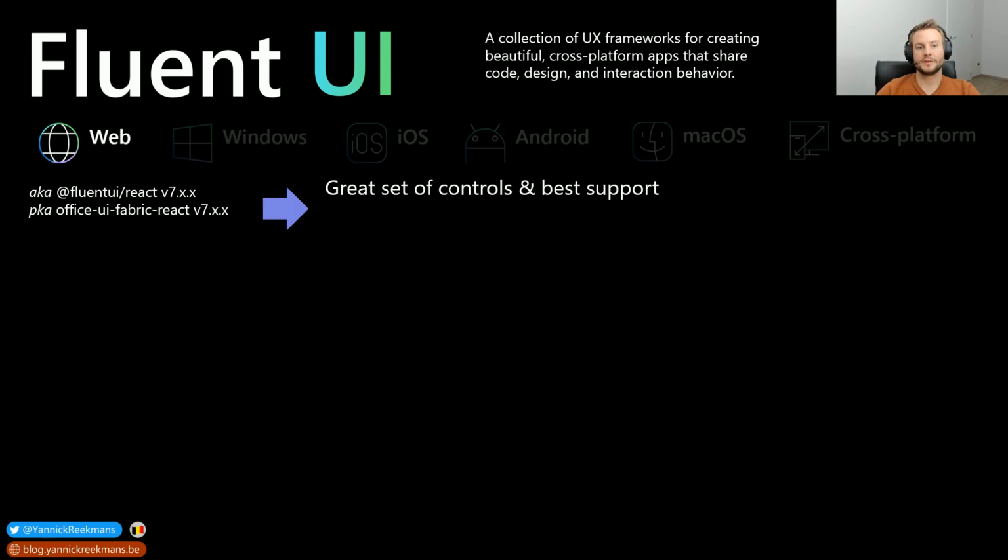It has a great set of controls and it has the best support available, but they still don't look like they belong in Microsoft Teams because they take the styling of the rest of Office 365, but Microsoft Teams has a little bit more distinct look and feel that doesn't really fit in the rest of Office 365. So what can you do when your application really needs to look like Microsoft Teams itself?